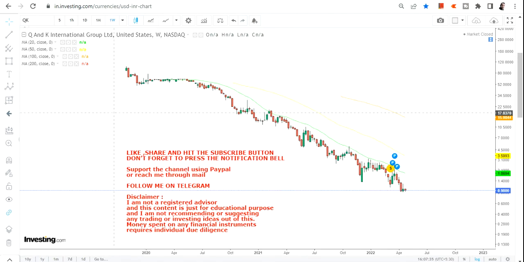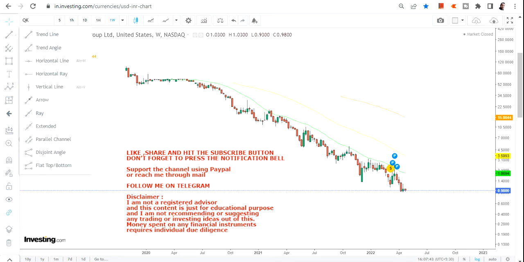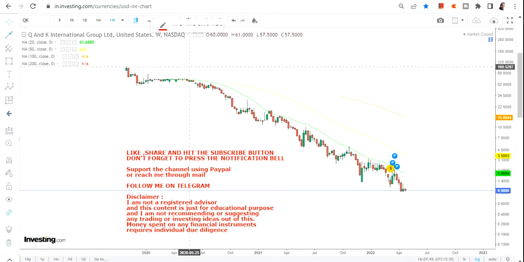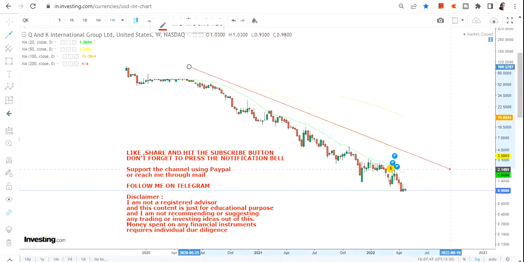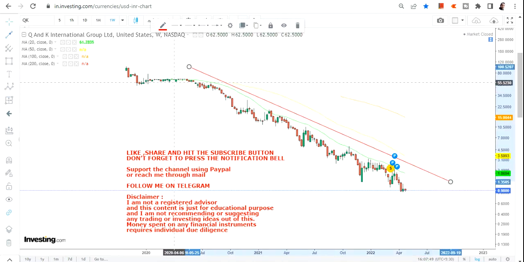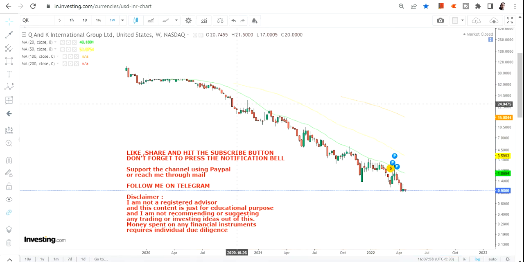Friends, in this video we're going to discuss the weekly chart of Q&K International Group. On first look, you can clearly see that the stock has moved from highs of $100 to as low as 98 cents. So there is nothing which we can talk about, because the stock has lost almost everything.